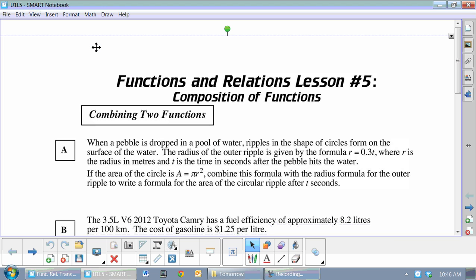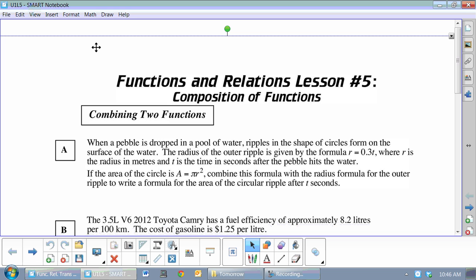Okay, lesson 5. Now we're doing what's called composition of functions. So now we're putting functions inside of functions. And with that comes the question: when you get the final answer, for domain and range, do we just look at the final answer? And you could probably guess, no.